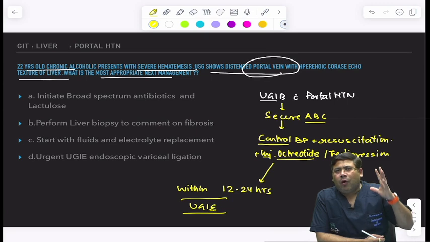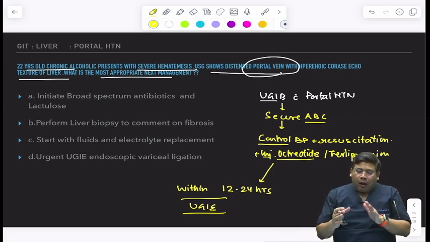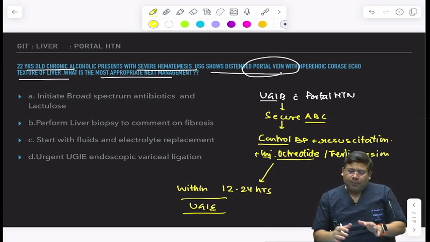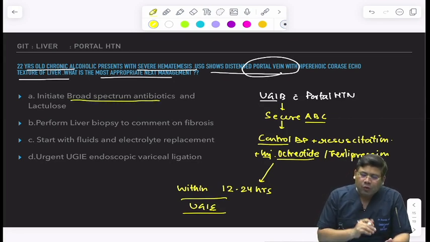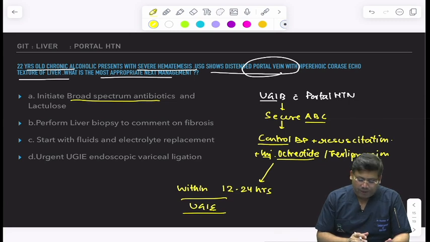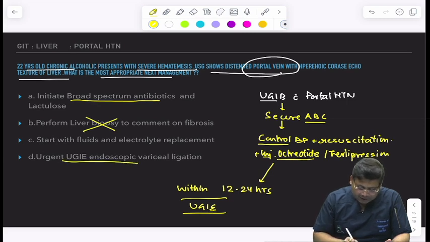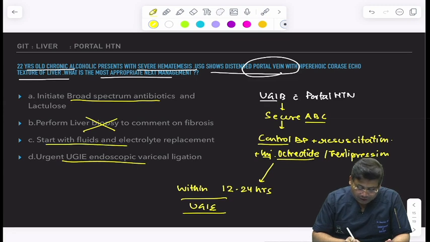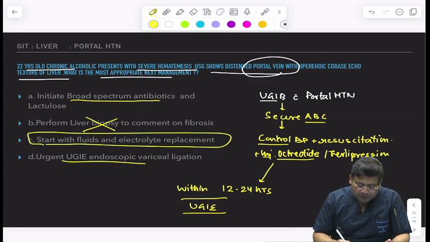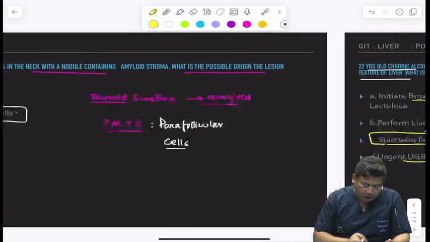Now there could be two options, and this depends on the cause. First, let us decide the answer. Broad spectrum antibiotics you will give, but that is not the first line priority. Yes, it is given. Perform liver biopsy, not at all. Urgent endoscopy with variceal ligation, not at all. I will tell you: start with fluids and electrolyte replacement. This is the answer.